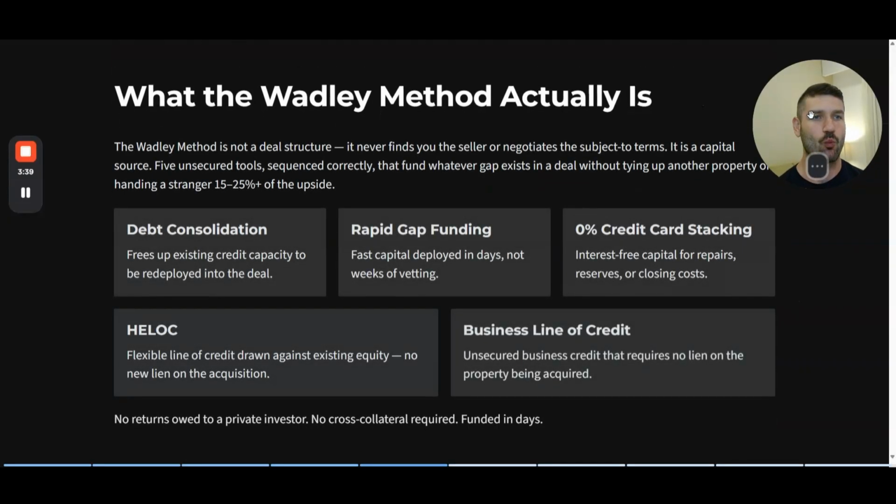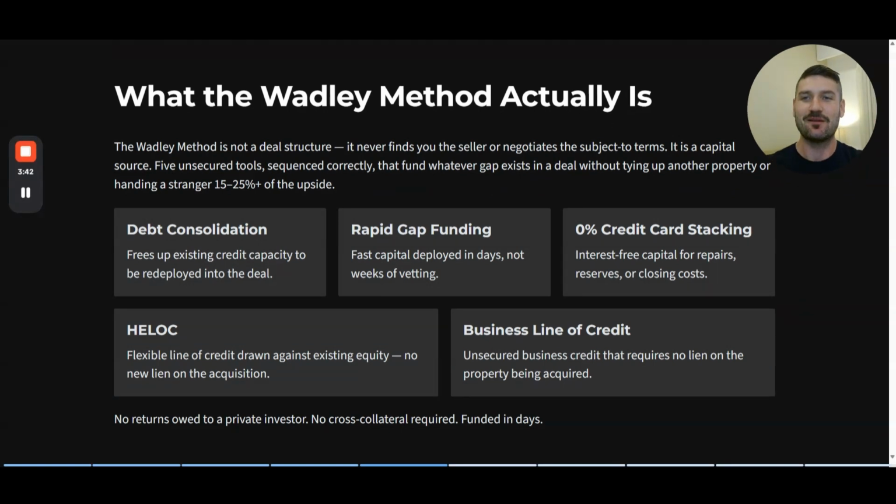So, what the Wadley Method actually is. The Wadley Method is not a deal structure. It never finds you the seller or negotiates the subject to terms. It is a capital source. 5 unsecured tools sequenced correctly that fund whatever gap exists in the deal without tying up another property or handing a stranger 15 to 25% over 6 months of the upside.